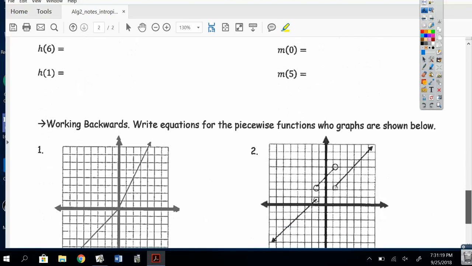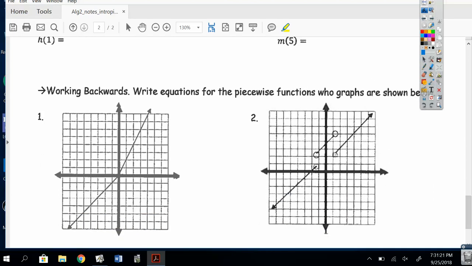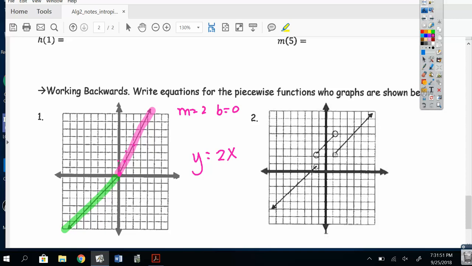So let's go ahead and now let's work backwards. Working backwards, write equations for piecewise functions are the graphs shown below. So I see this equation, and I see this line. So I'm going to first write the pink line. So I'll even write it in pink. So b is 0, right? And my slope is 2 over 1. So m is 2 and b is 0. So I have y equals 2x, right?